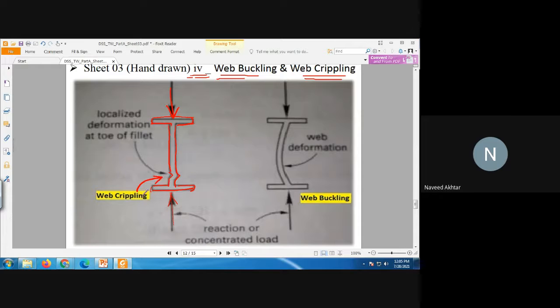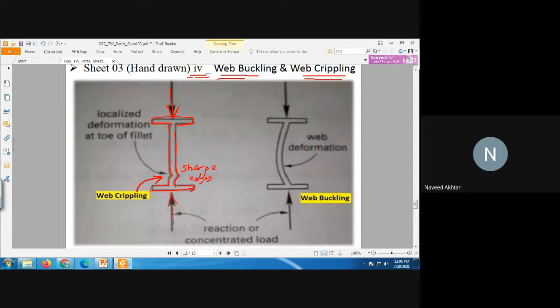So there is localized deformation at the toe of the fillet. Okay, and there are sharp edges at this fillet.